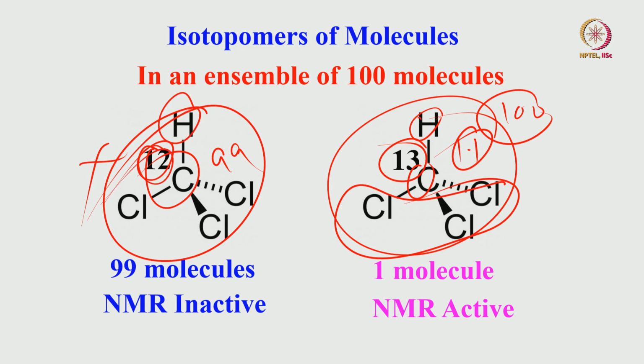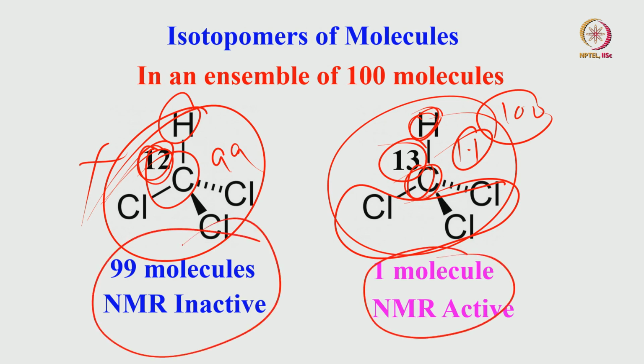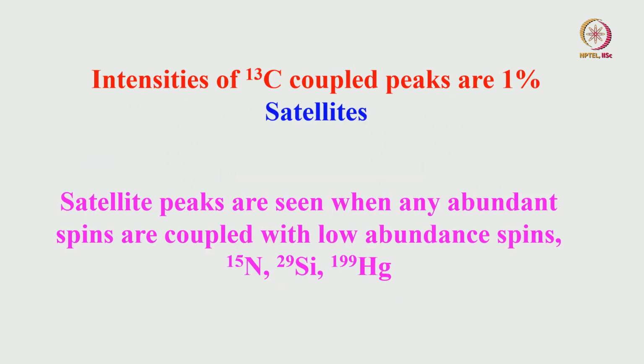Whereas here, the proton will give a signal, but it also couples with this carbon. Even though it is 1% abundant, it is a spin half nucleus. Carbon 12 is spin 0, carbon 13 is spin half, it can couple to that and give rise to splitting. And this 1 molecule here is NMR active, 99 molecules here are NMR inactive as far as carbon is concerned, not for proton.